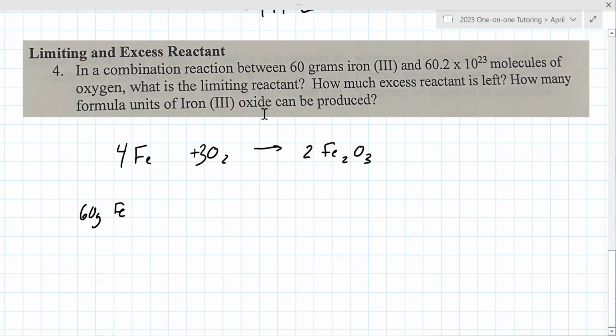Okay, how much excess reactant is left? So in this problem, you presume, you say, let me first start out and say, all right, let's just say I can consume all of this, how much of this will I produce on the right? So you're really optimistic.